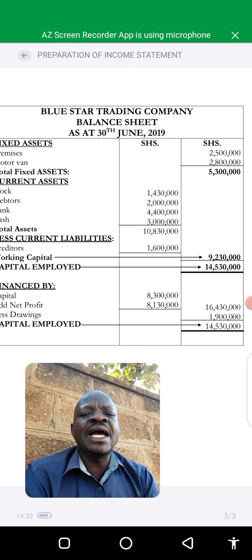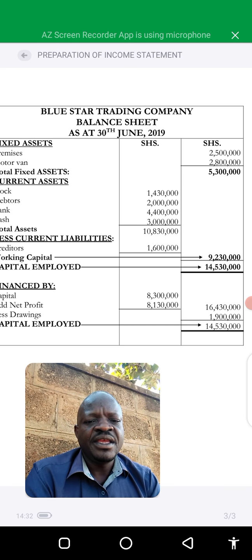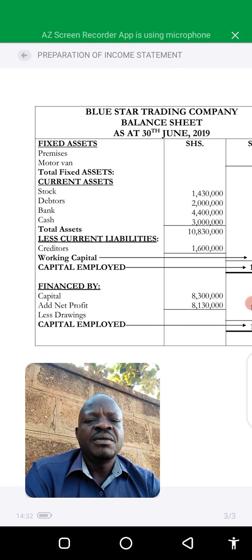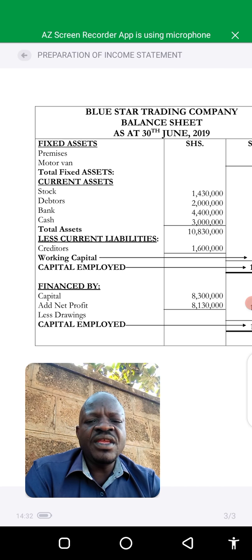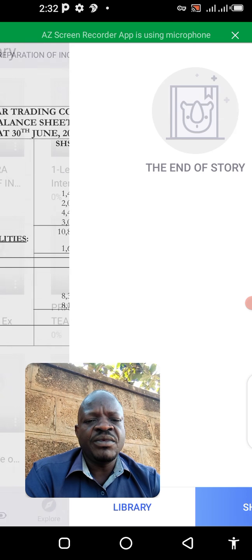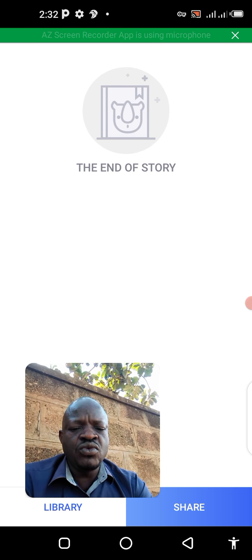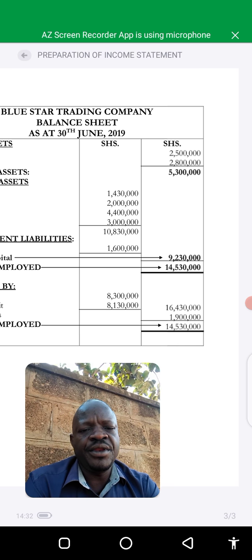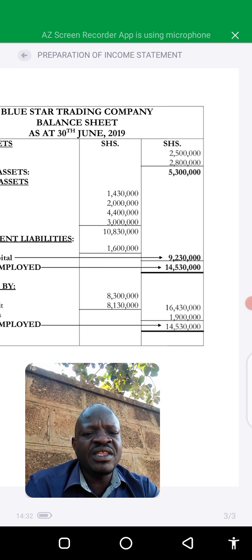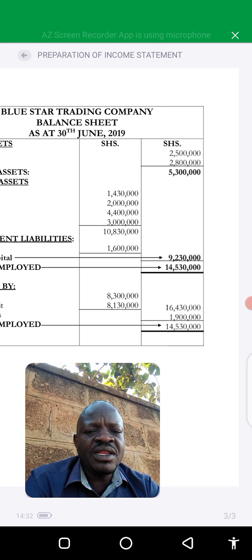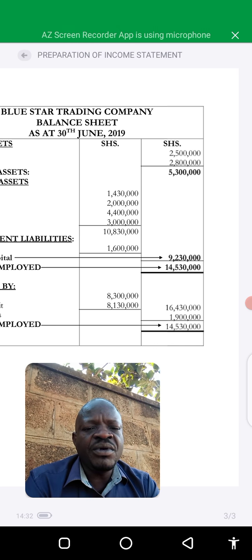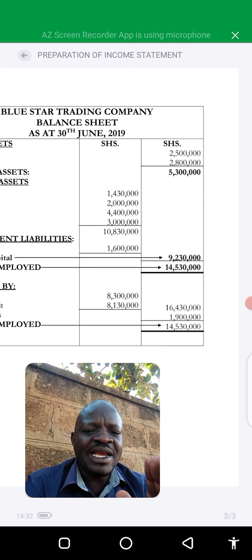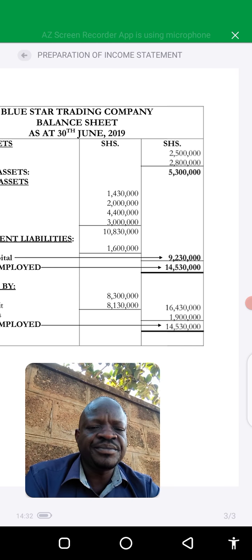So that figure of working capital, we shall put it in the last column where we have total fixed assets, to be in the same line. And our question says total fixed assets. Here we are adding on working capital in that column. When we add those two, we shall get capital employed. So we are adding 5,300,000 plus 9,230,000 to get capital employed of 14,530,000. And we underline that with two lines to close that.